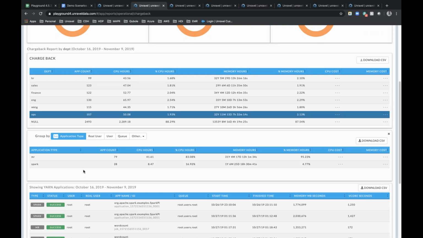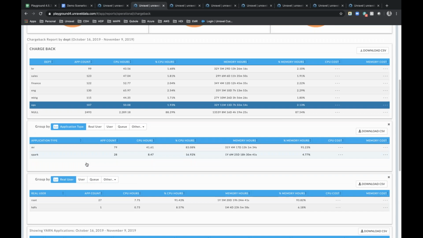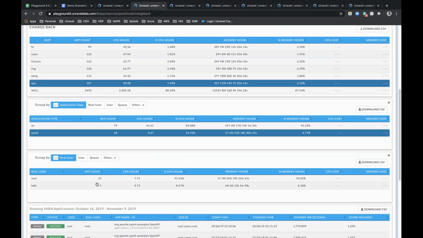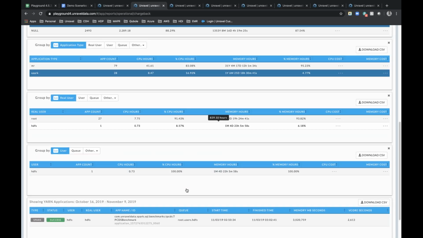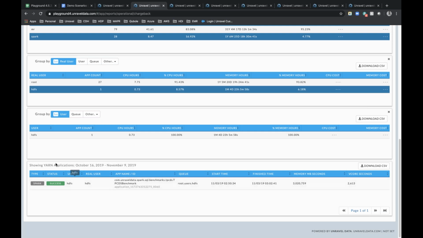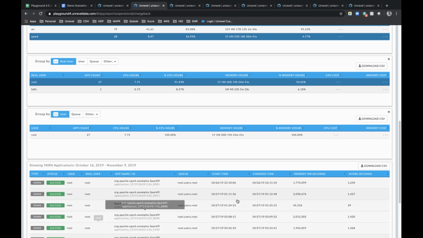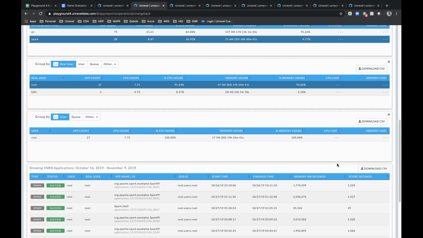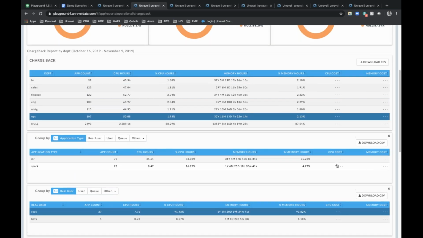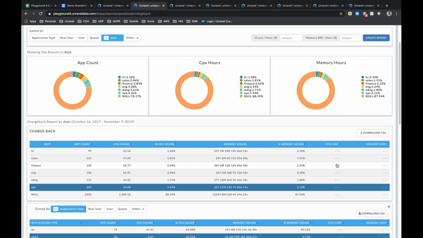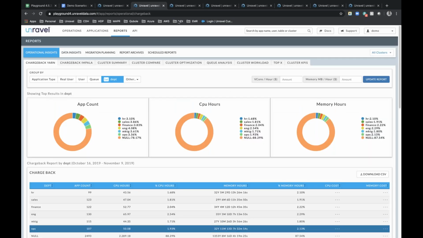are they running? Are they running Hive on MapReduce? Are they running Spark? And then what are the actual users that are running those jobs? And then get a list of the actual jobs that are running for a particular user, for a particular queue. We can also take this information and export it to a CSV file, which can then be used for executive-level chargeback reporting, which some of my customers use this for.